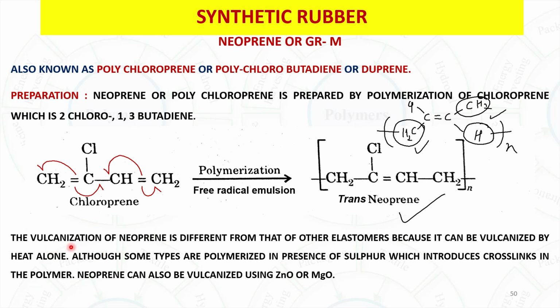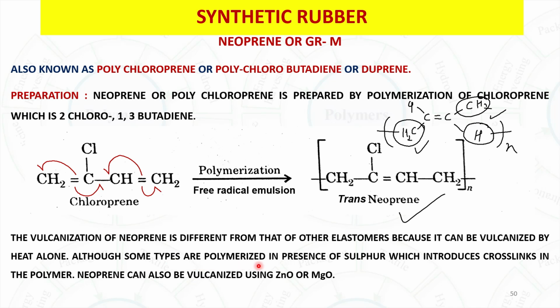So the vulcanization of the neoprene is different from that of the other elastomers because it can be vulcanized by heat alone. There is no requirement of sulfur, right? Simply on the application of heat, it can be vulcanized. That means the cross linking would be there if you subjected this neoprene to the heat.